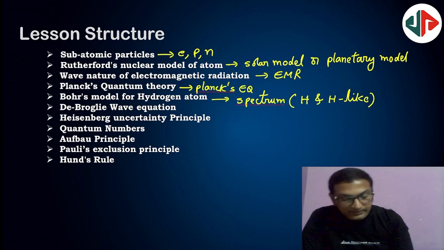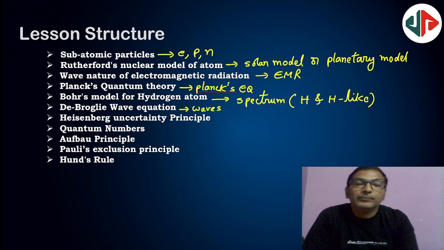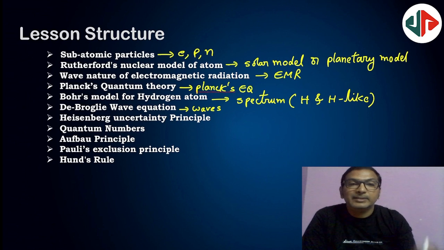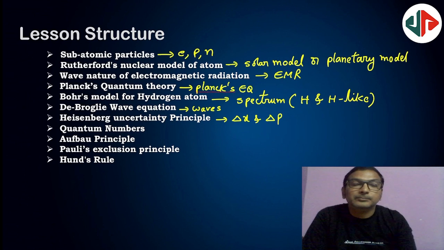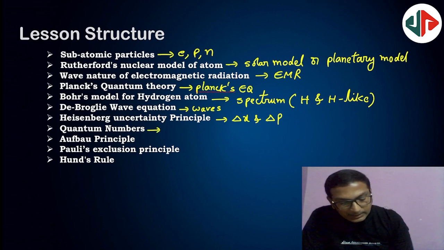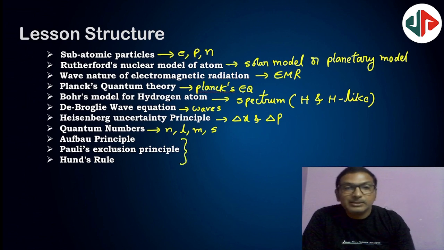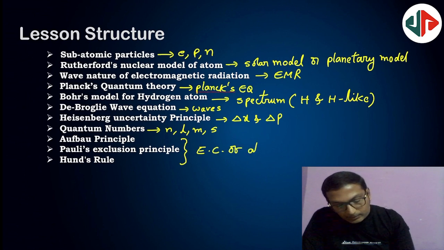Next, de Broglie's wave equation, that means concept of matter waves. We will discuss wavelength of matter waves in this subtopic. Next, Heisenberg uncertainty principle. Here we can calculate uncertainty in position and uncertainty in momentum. Next, quantum numbers. In quantum numbers we have 4: principal quantum number, azimuthal quantum number, magnetic quantum number and spin quantum number. Next, the last 3 are principles to write electronic configuration of all the elements.